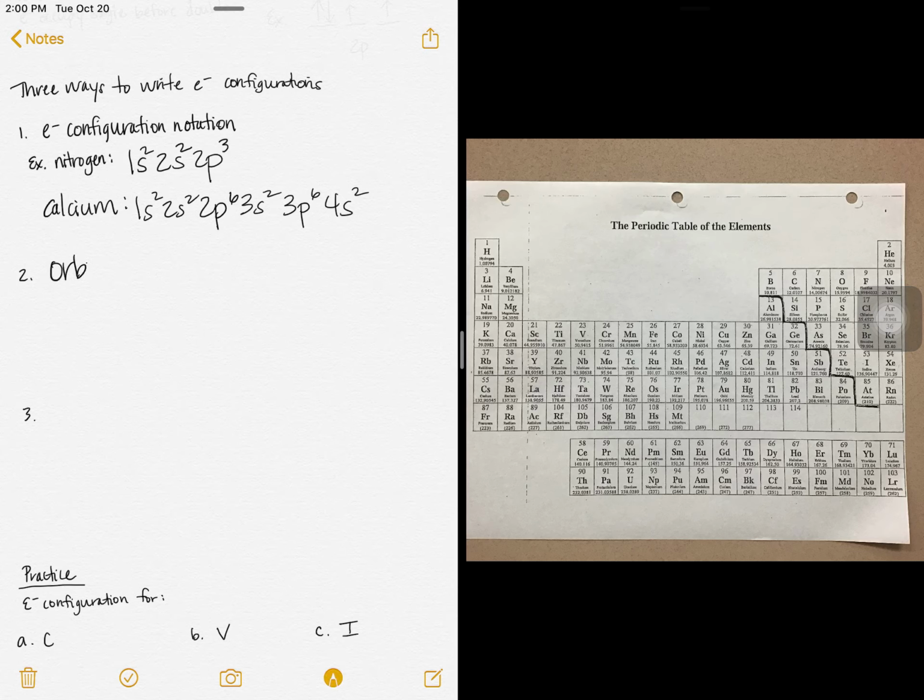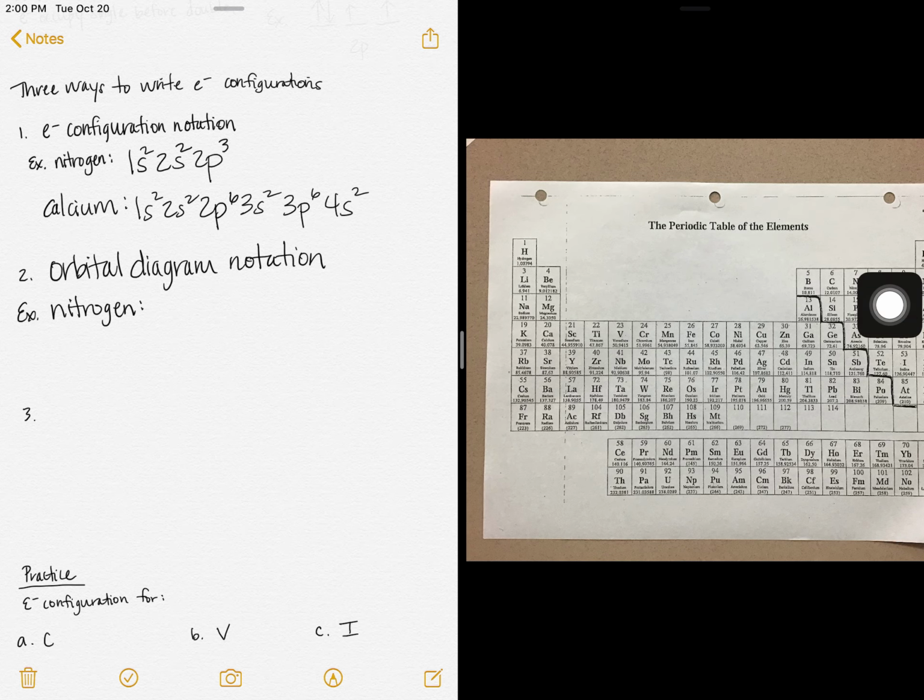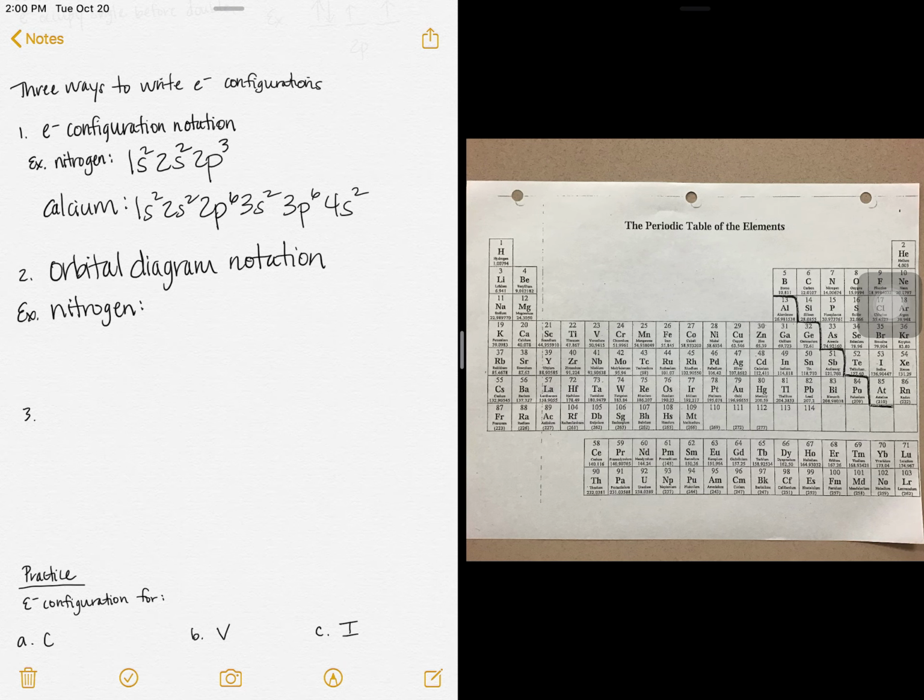The second one is called an orbital notation or orbital diagram. I'm going to do the same two as examples: nitrogen and then calcium. This is where we're actually going to draw out the orbitals. We're going to do the same thing and progress through the periodic table, but this time drawing the orbitals. So the first orbital I encounter, of course, is the 1s.